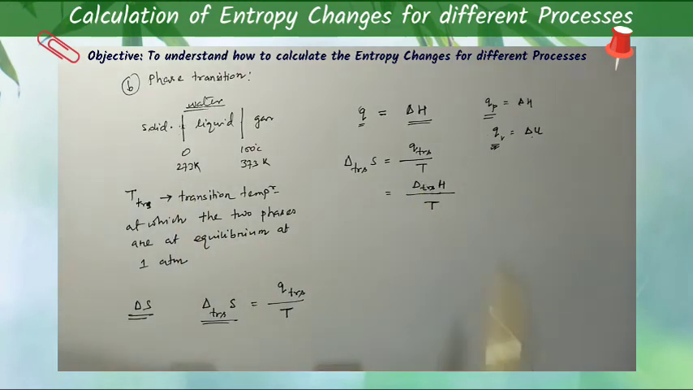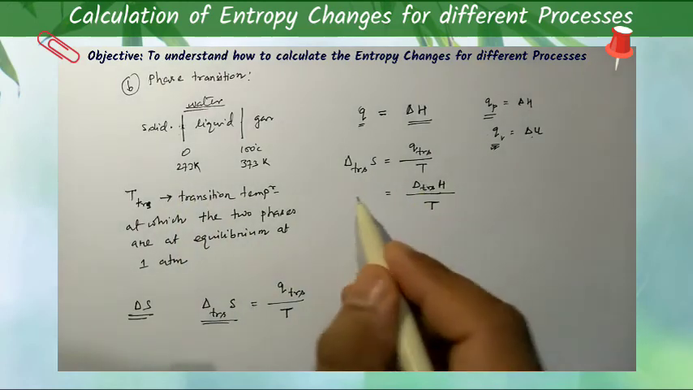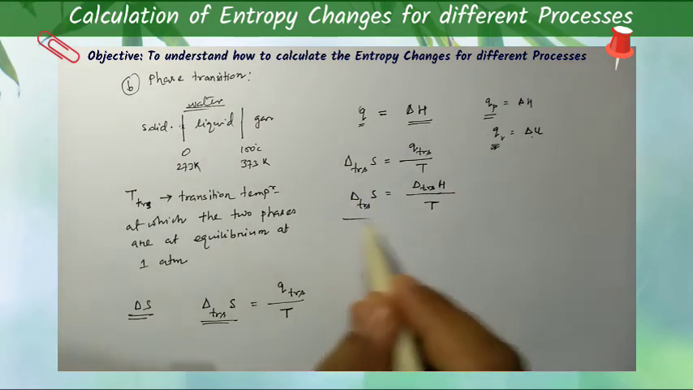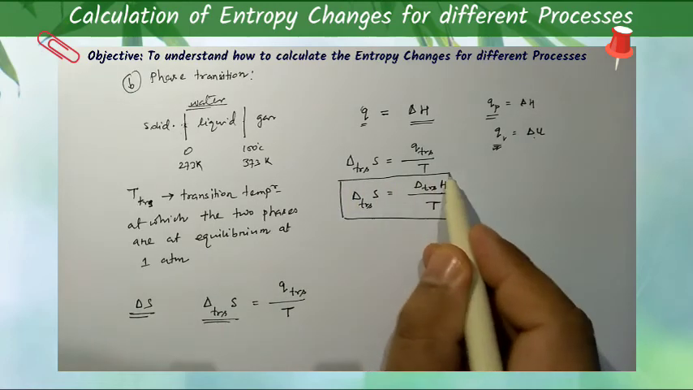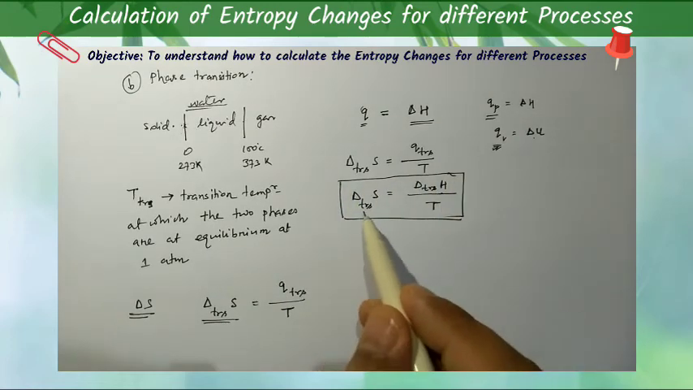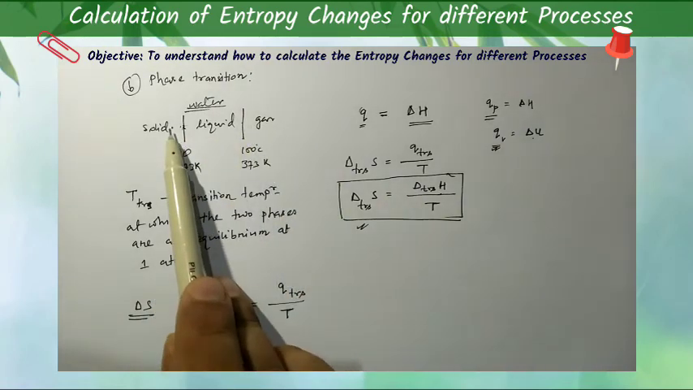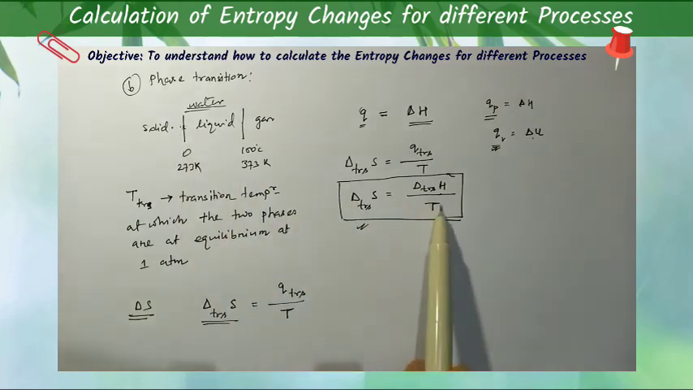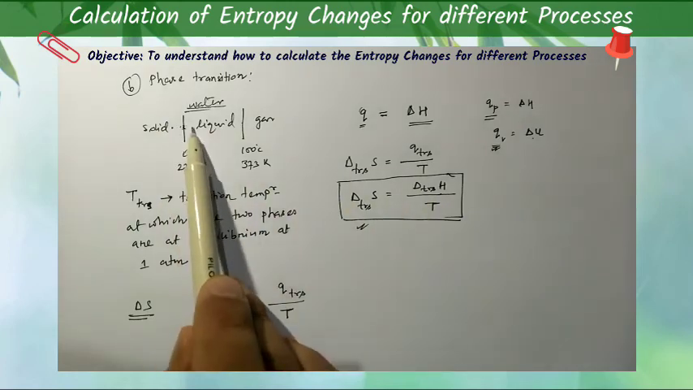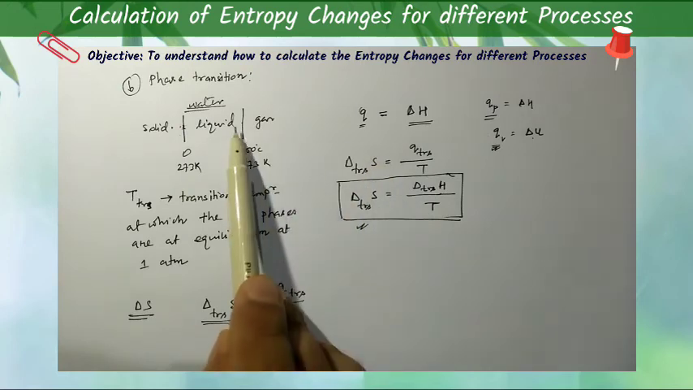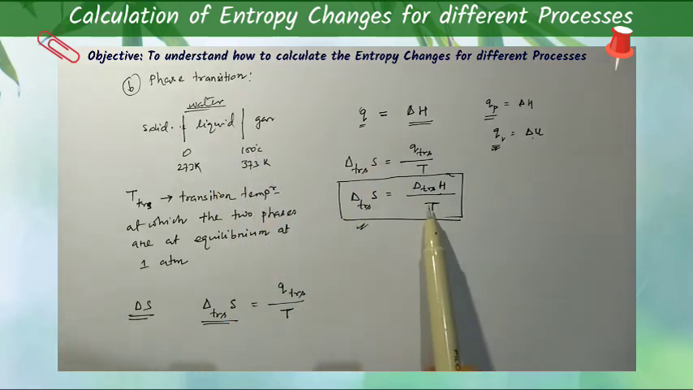So now we have the relation by which we can calculate the change of entropy for phase transitions. If we consider ice to water, we put 273 Kelvin here. If you consider water to vapor, then we have to put 373 Kelvin. Understand? So now the question is, what about this process?